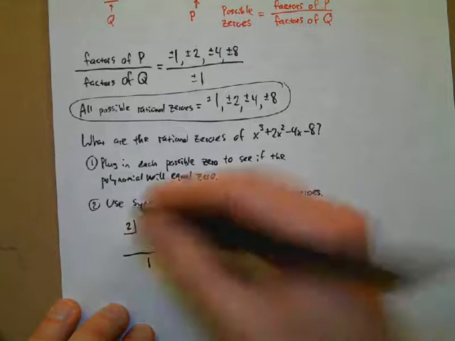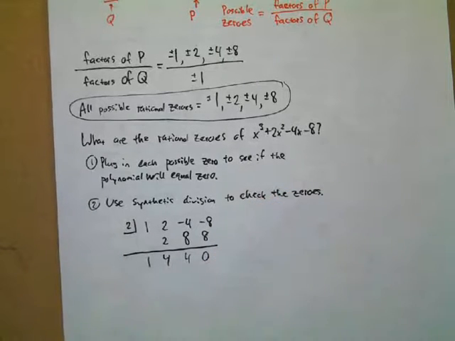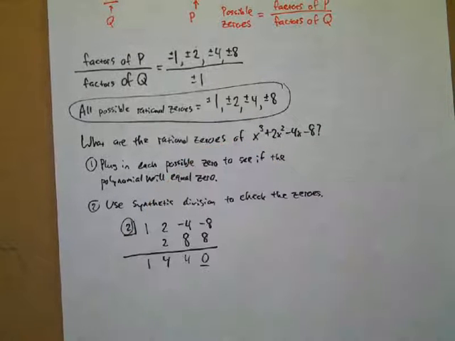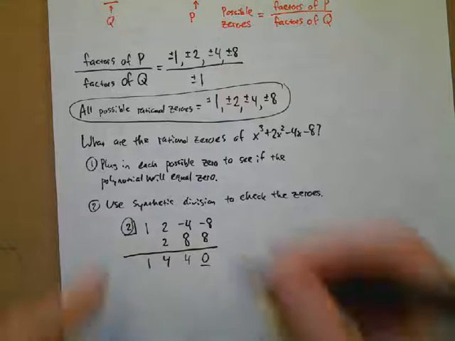So 2 is a zero. Does that mean we shouldn't guess 2 again? No, 2 could still be another zero, right? We have double zeros sometimes, things that occur more than once. And so that could be a possibility here. The nice thing about using synthetic division is that now at this point we have a couple options. Option 1: this is a quadratic, so we could just take that x squared plus 4x plus 4 and see if it factors, which it does, to x plus 2 times x plus 2.